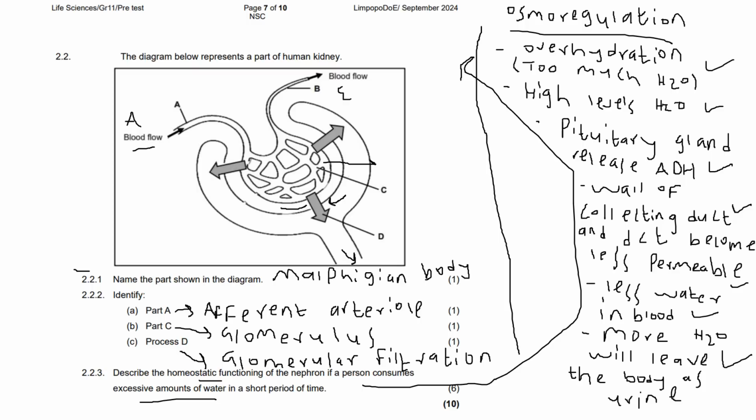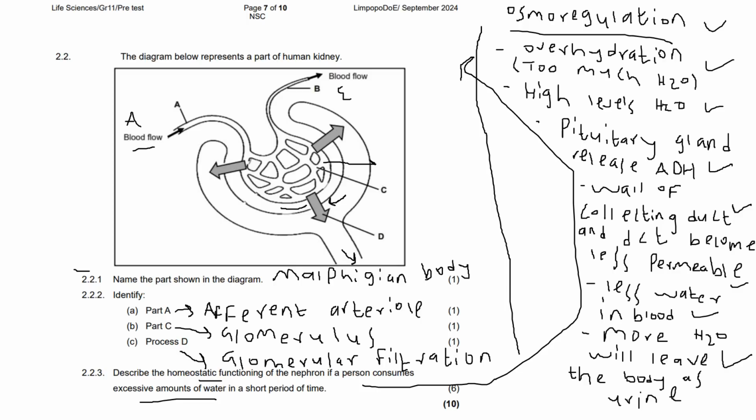Those will be your points in that order. At high levels, we call that process of controlling water osmoregulation, which should be your first point there. Then when you have too much water, it's called overhydration. Therefore, we're going to have high levels of water. Then the pituitary gland, or the master gland, will release ADH. This will cause the walls of the collecting duct and distal convoluted tubule to become less permeable. Therefore, less water will be in the blood. Then more water will leave the body in the form of urine. That is for having too much water.